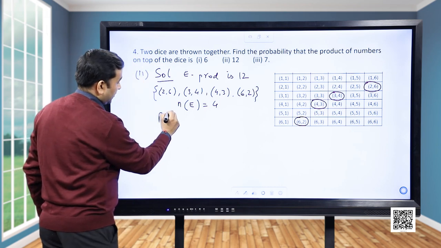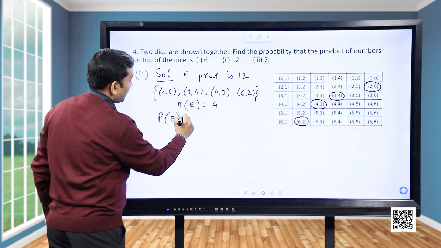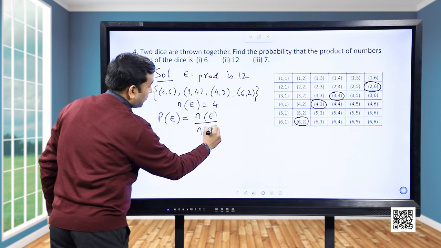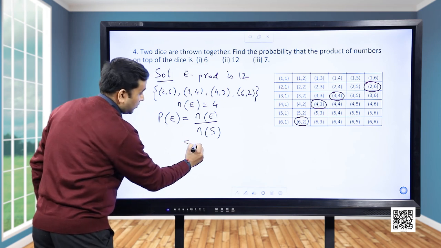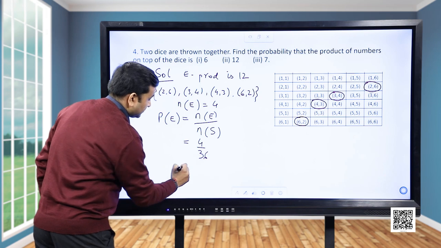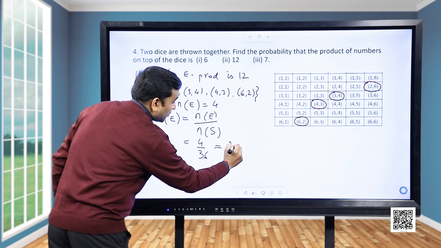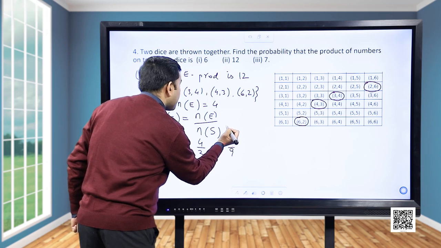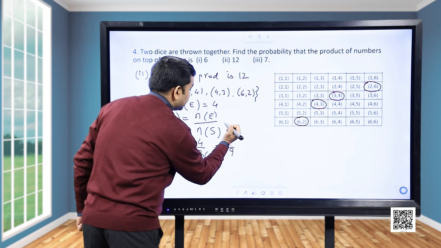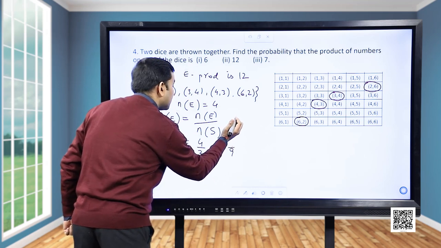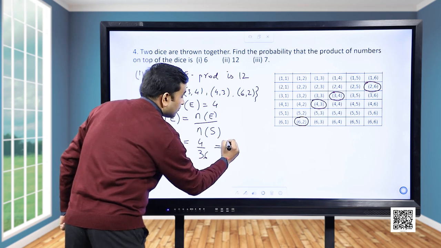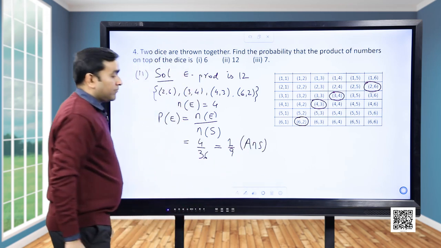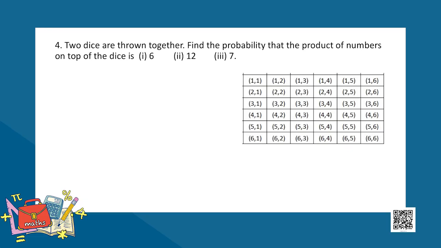What is our required probability? The required probability is P(E) equal to number of favorable outcomes upon the number of all the possible outcomes. And this is equal to 4 upon 36, equal to 1 by 9, and this is our required answer. Did you understand? Let us solve the third part.